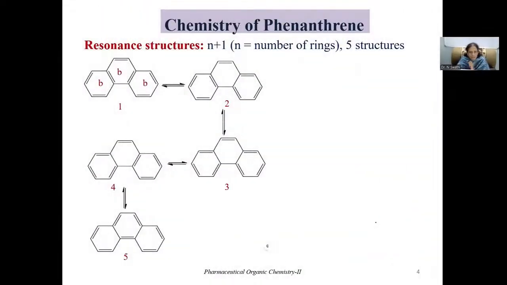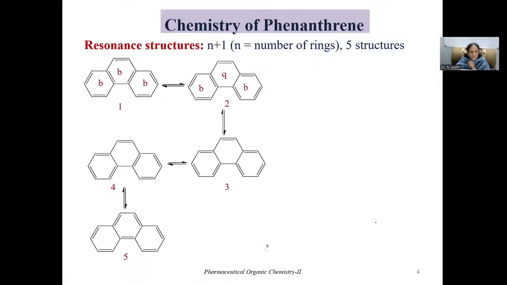So let us now consider Fry's rule and the stability of these resonance structures in the case of phenanthrene also. In order to understand which of these 5 resonance structures of phenanthrene is the most stable, first we have to label these aromatic rings as benzonoid ring systems and quinonoid ring systems. If you look at the first resonance structure, each of these rings is a benzene ring only. That is why we have labeled them with a small b, which means benzonoid ring systems.